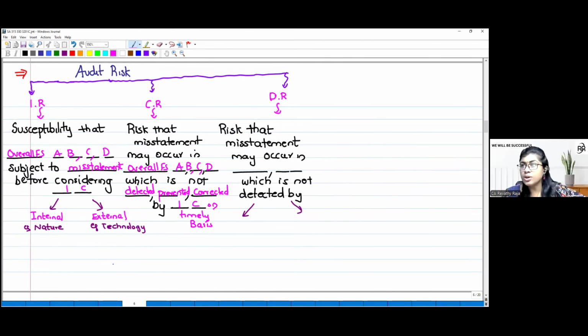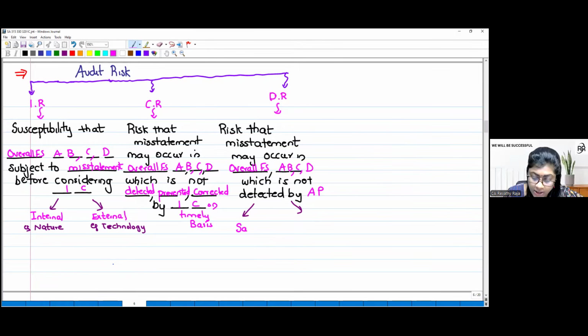Sherry, can you come to the last one? DR, detection risk. Risk that misstatement may occur in overall FS or account balance, class of transaction, disclosure, which is not detected by audit procedure. Now, this detection risk is divided into two.